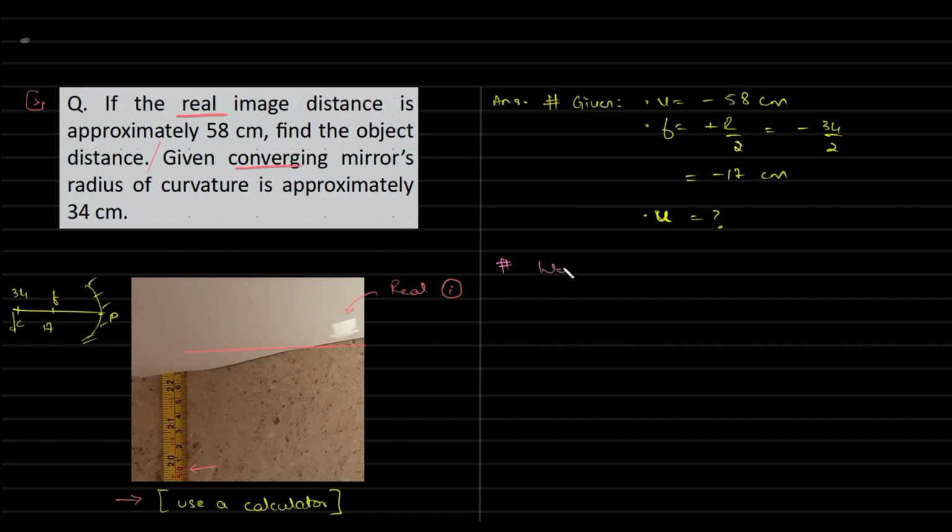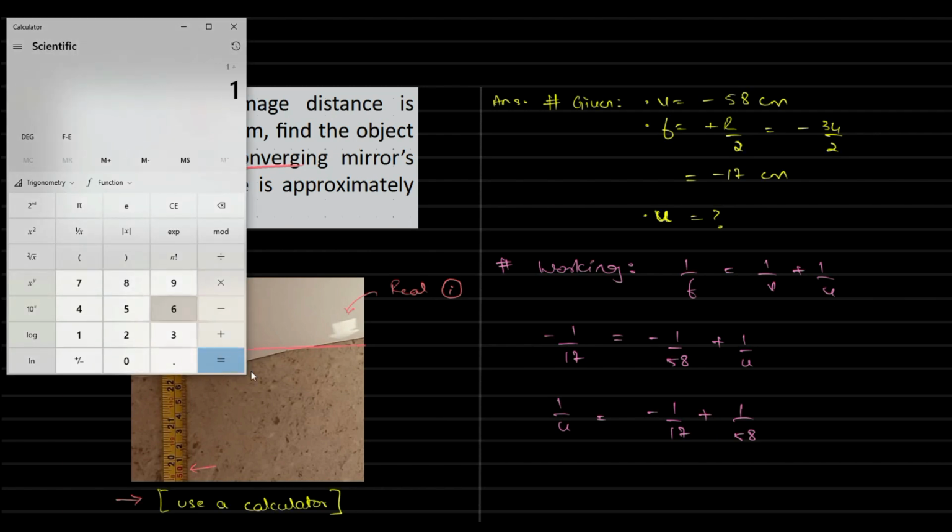It's quite simple. I hope you guys use the calculator. 1 by V plus 1 by U equals 1 by F. So 1 by minus 58 plus 1 by U equals 1 by minus 17. Therefore 1 by U is equal to minus 1 by 17 plus 1 by 58. Simple calculation. Don't get confused. So let us do the calculation. 1 divided by 58 minus 1 divided by 17.